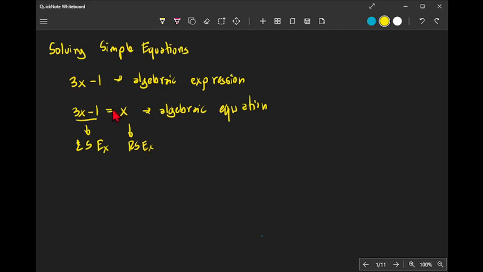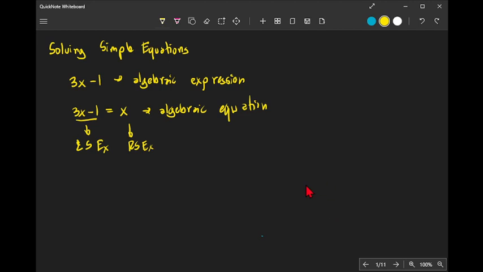The equal sign here denotes that the left side expression is equal to the right side expression. So whatever value this expression on the left side has, once we substitute x, it will also be the value in here. That is what we call an algebraic equation. This is the type of equation that we are going to solve. Very simple, because it only involves one variable.